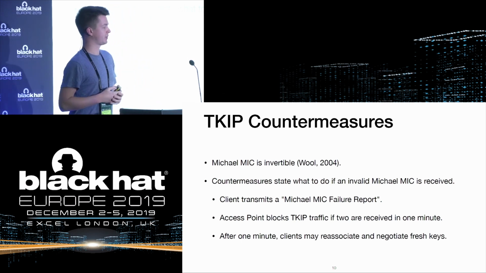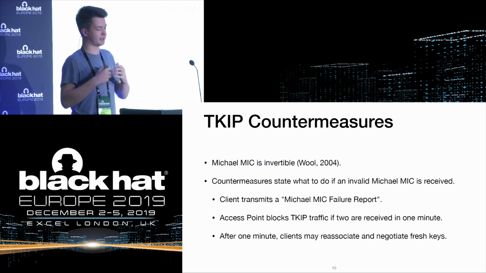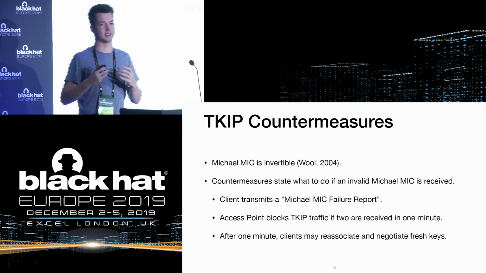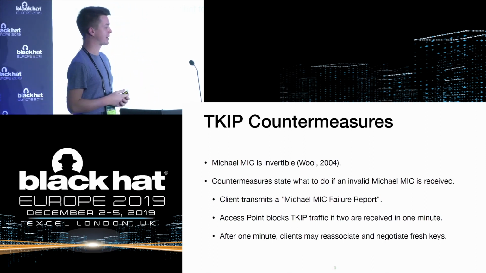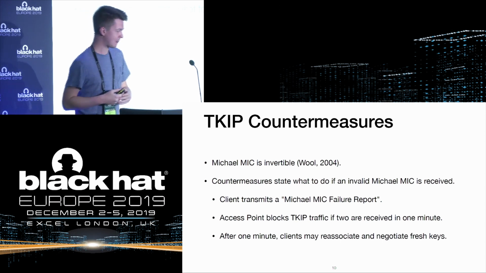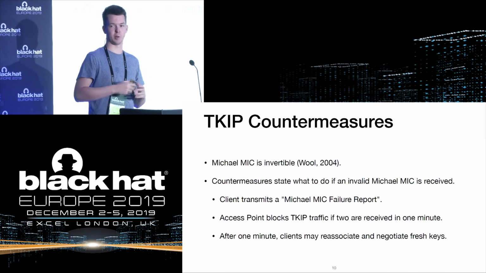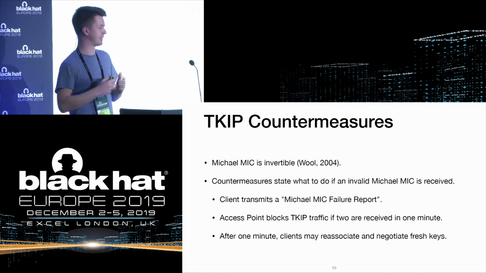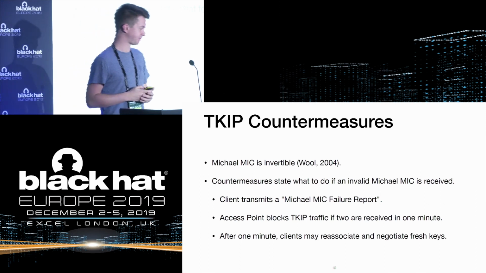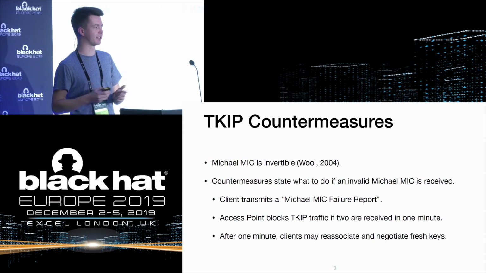And because of these issues, the specification also defines a few countermeasures that state what one should do if some of these invalid Michael MICs are received. And this is what they call a Michael MIC failure report. And if an access point receives 2 of these frames in 1 minute, it will block all TKIP traffic. And this is a protection mechanism to avoid that an adversary is able to perform some attacks against it. And after this 1 minute, all clients have to reassociate and negotiate fresh keys.